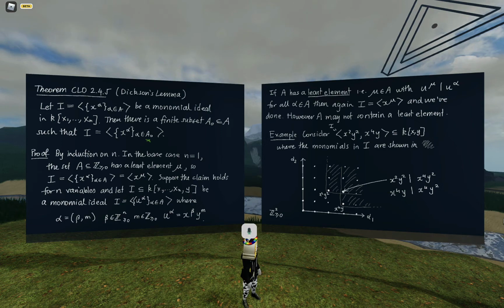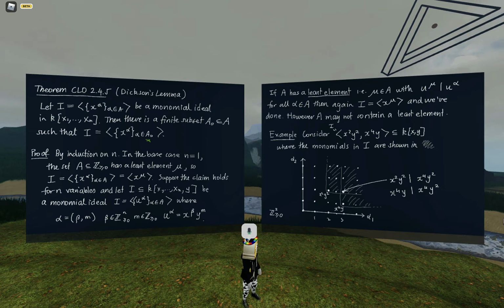What's the point of this diagram? Well, there's no least element, right? I have two minimal elements, x squared y squared and x to the 4 y. There's no relation between them. Neither is less than or equal to the other. Just to be clear, x to the 4 y should be across 1 to the right. Oh, 1, 2, 3. Oh, thank you. Yeah, okay, just checking. There we go. Thank you.